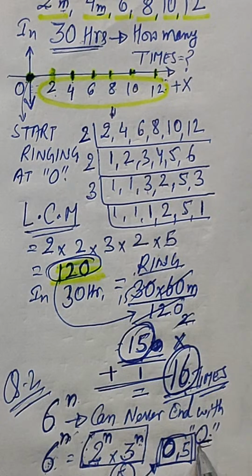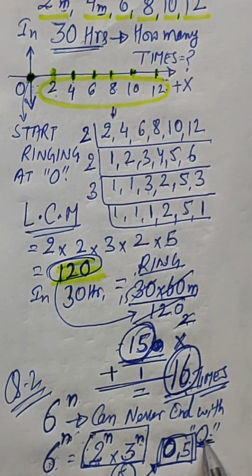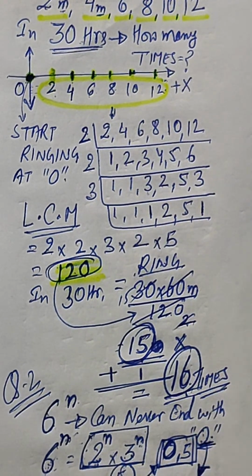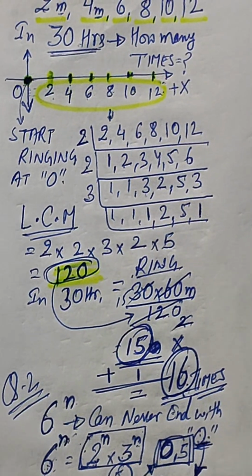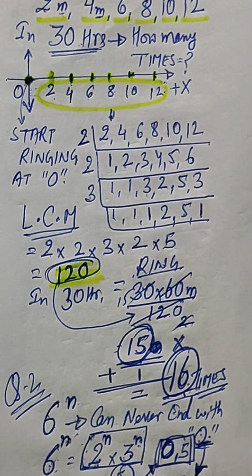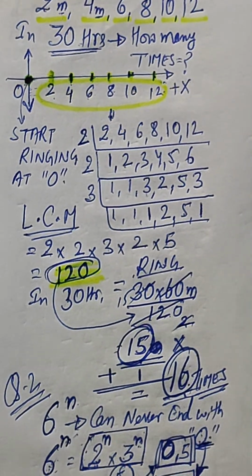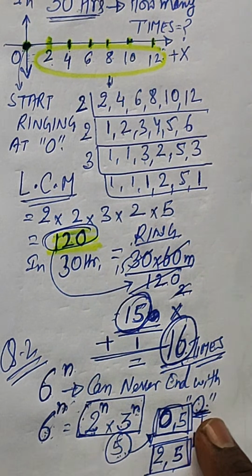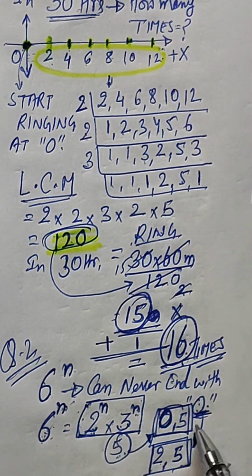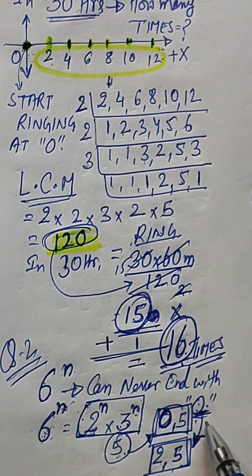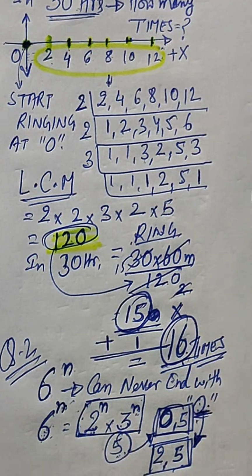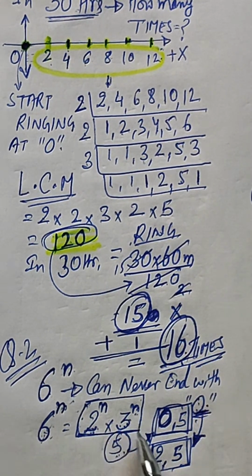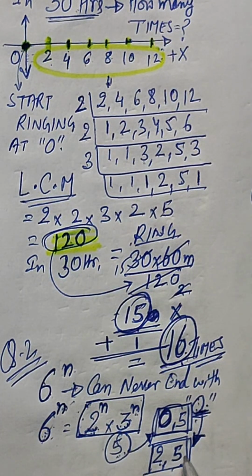If it is to end with 0, then definitely it should have a factor of 2 and 5 only, because this will only give you the number ending with 0. But here you can see it is 2 and 3, not 2 and 5, right?